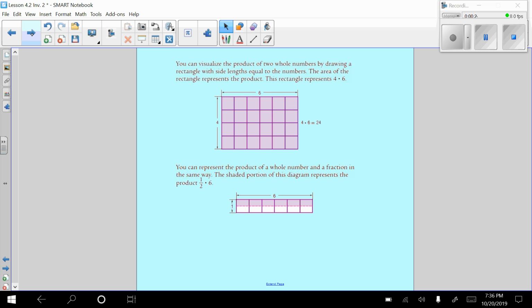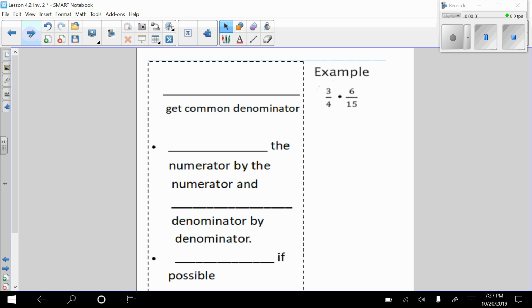We can cut them in half. Therefore, if you see that the diagram is 1/6, but half of each of the squares within there are shaded, that means we did 1/2 of the 6. So let's go ahead and fill out our foldable.